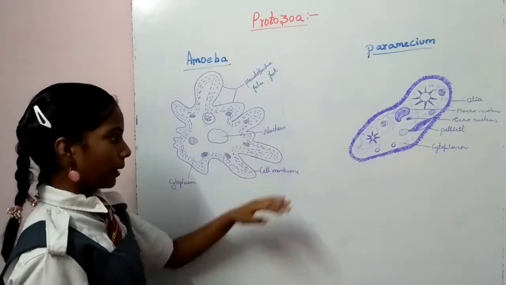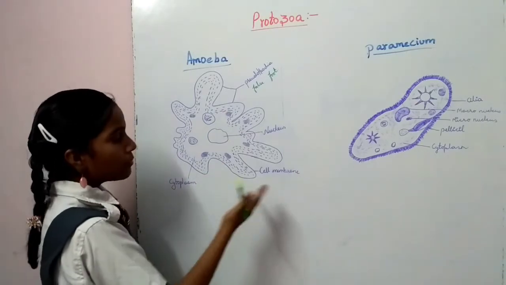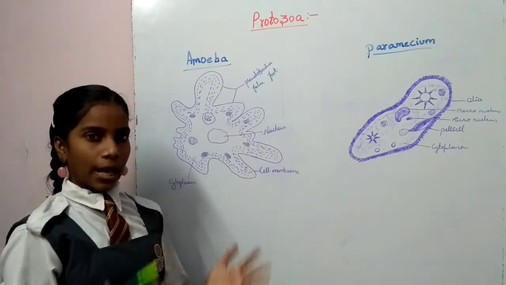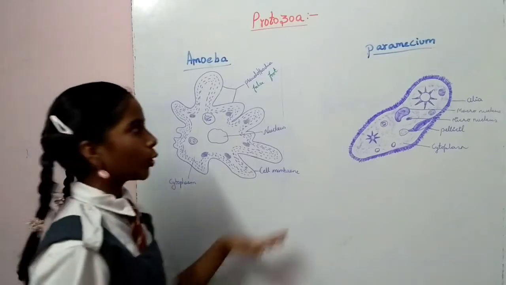Now using this cell membrane and using all these parts, only three parts, that are cytoplasm, cell membrane and nucleus, it does many activities such as moving, such as capturing food and even excretion using cell membrane. Now let's go to paramecium.